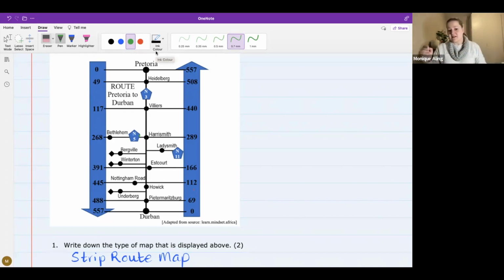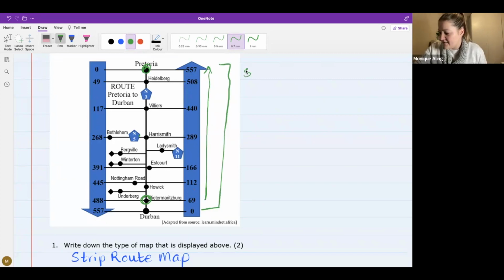Okay, so we can tell, well, firstly, Pietermaritzburg is over here. Pretoria is right at the top. So we are going to be using the arrow on the side here. We know that from Durban, so from the bottom to Pretoria is 557. However, we're not starting at the bottom, we're starting at 69 kilometers. So we want to know what it is from this point to the top point.